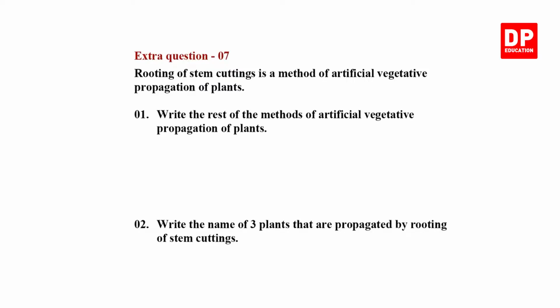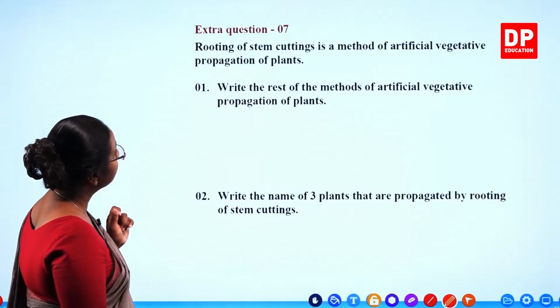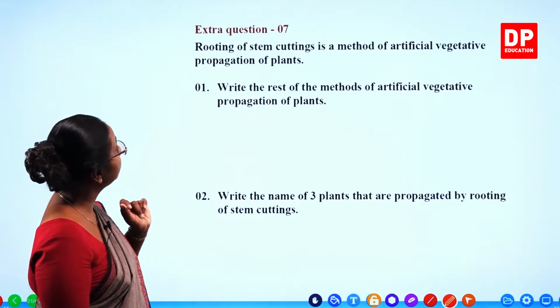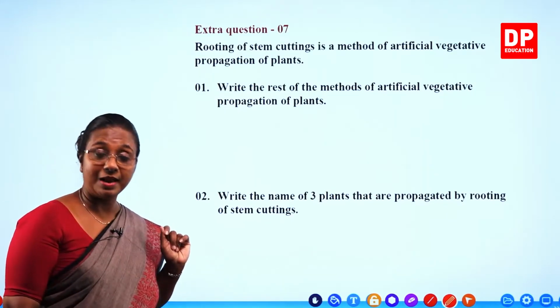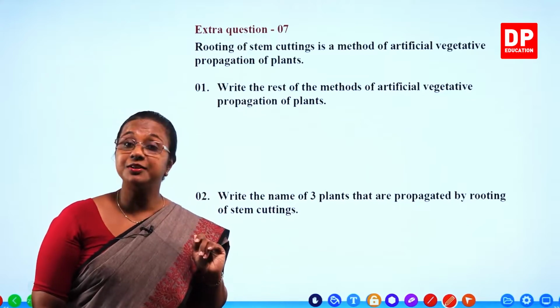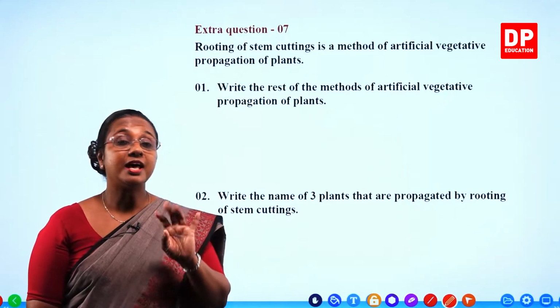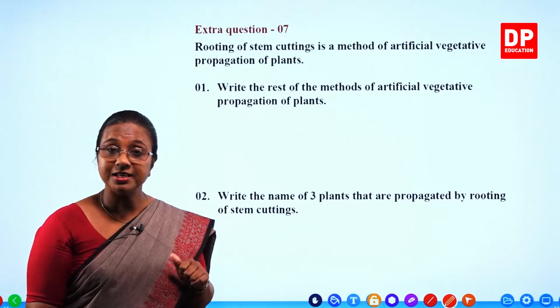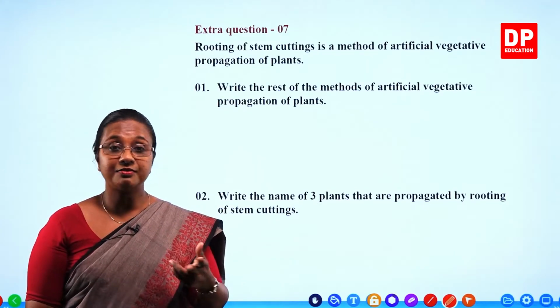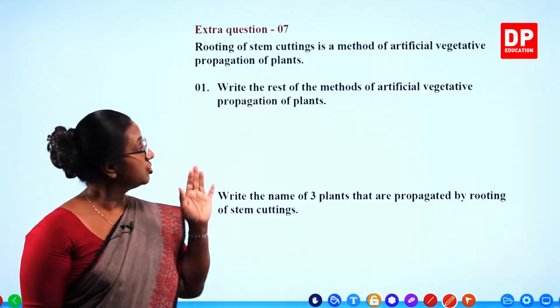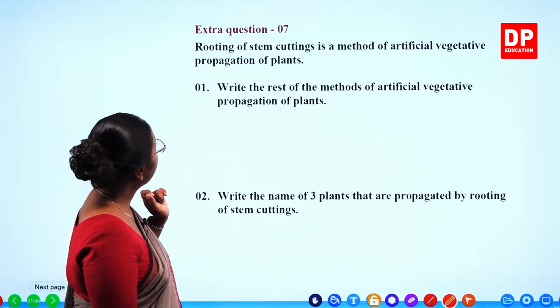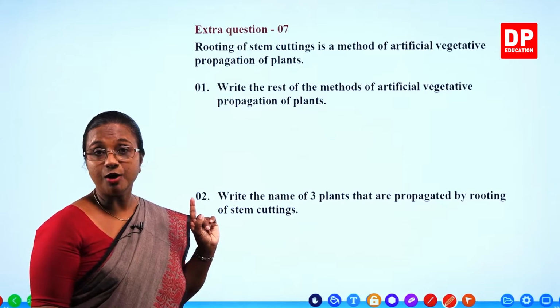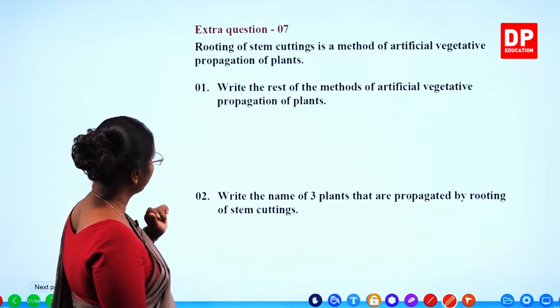Extra question 7. Rooting of stem cuttings is a method of artificial vegetative propagation of plants. So, now we have come to artificial vegetative propagation. There are 4 different methods that we have discussed. Rooting of stem cuttings, layering, grafting, and tissue culture. So, this rooting of stem cuttings is one method of artificial vegetative propagation of plants.